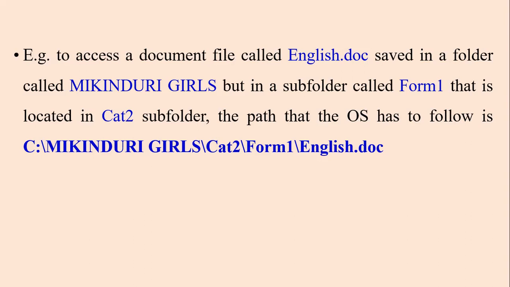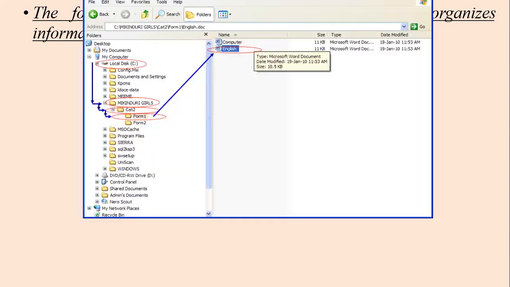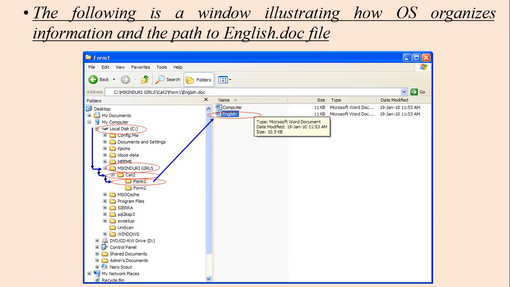And therefore, using a command line operating system, we can read this path as C colon backslash Mikidori House backslash CAT2 backslash Form 1 backslash English.doc. How is this illustrated using a graphical user interface of an operating system? The following is a window illustrating how the operating system organizes information and the path to the file that we have called English document file. So my dear students and the rest of the learners, you can see that we have a window open called Form 1. And this is the one that I've highlighted on this screen.